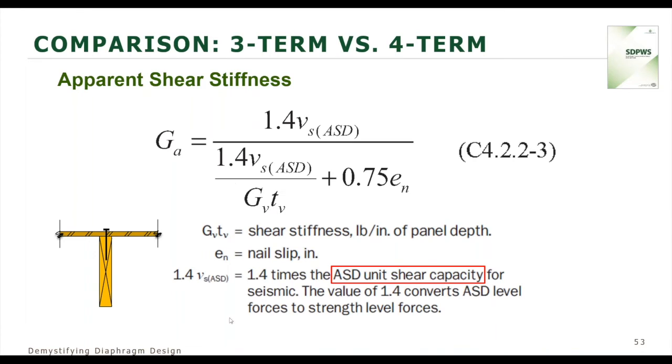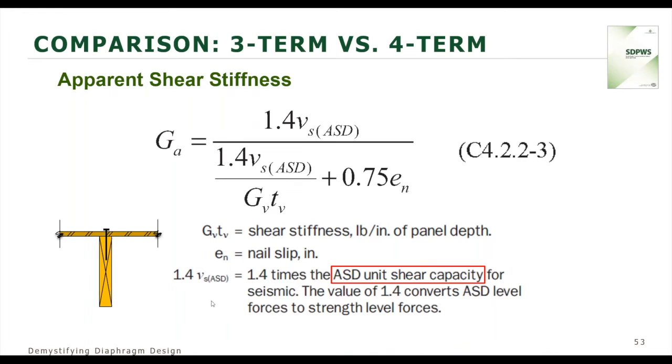Now we look at the apparent shear stiffness, G sub A, and how we calculate it. G sub A takes into account the shear stiffness that you saw in the four-term equation and also takes into account nail slip, which is the E sub n. But notice what I mentioned earlier: the shear used for calculating apparent shear stiffness is based on the unit shear capacity, not the induced shear.